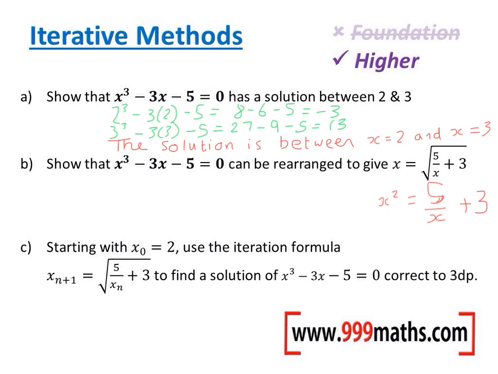So what I'm going to do now is multiply both sides of the equation by x. On the left that'll give me x cubed, and on the right, when I multiply by x, I'll end up with 5 here, add 3x. And then finally you'll see that from there, to get back to the start, all I need to do is move everything over to the left hand side. So that'll give me x cubed minus 3x minus 5 equals 0. And that's exactly what it asked me to get to in the question.